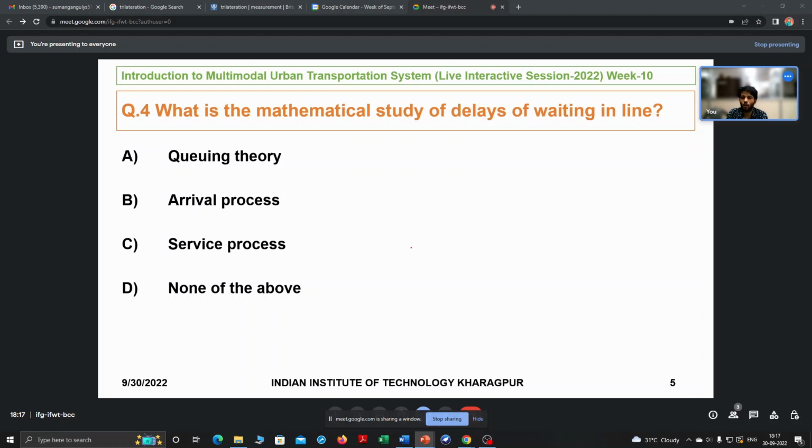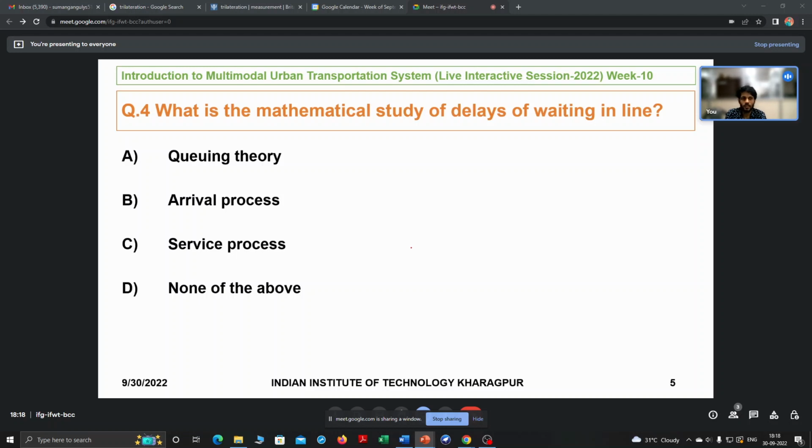Is it called queuing theory in mathematics, or the arrival process, or the service process, right? I think it is very straightforward. So should I expect that you will be giving an answer in the chat box by writing A, B, C or D, whatever you feel? It's not a problem if it is correct or wrong, it is just participation that is appreciable.